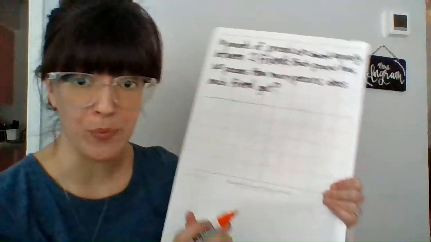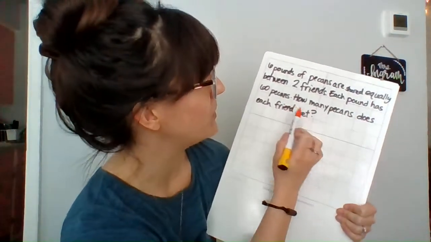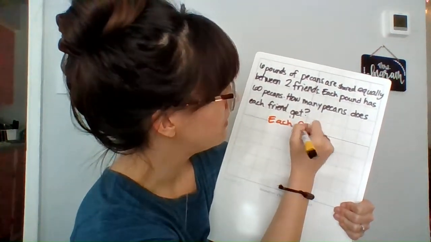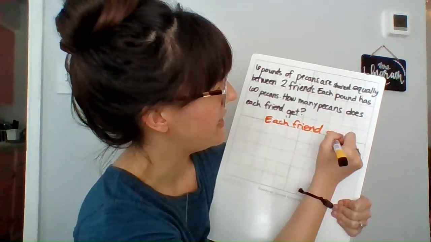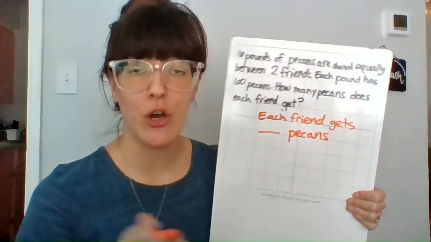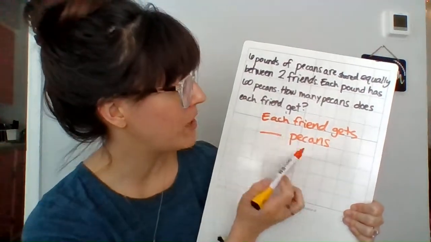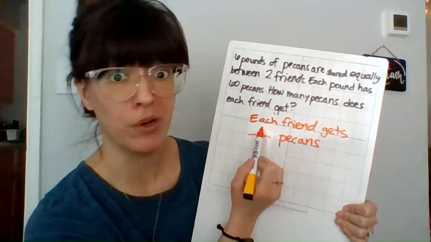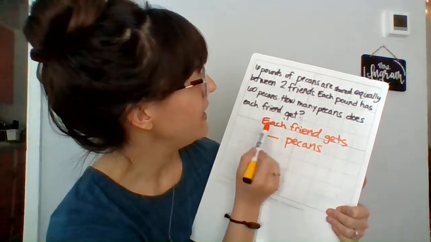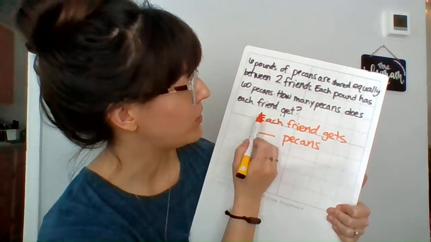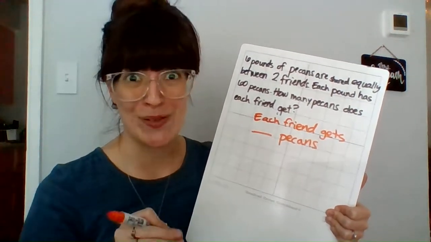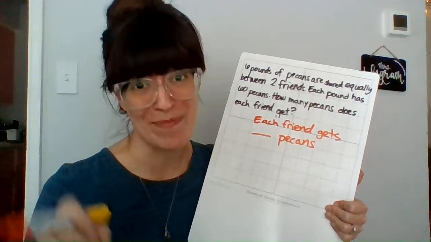Now I'm going to go ahead and write my answer statement. What would answer this? How many pecans would each friend get? Each friend gets blank pecans. So now I know that I'm looking for how many pecans each friend gets. So I see that word "each" there. That gives me a clue about my operation. If I'm taking a big number and I'm turning it into "each," I know that is going to be a division problem. So I know division is going to be in here somewhere.